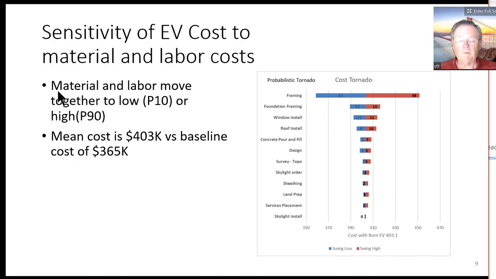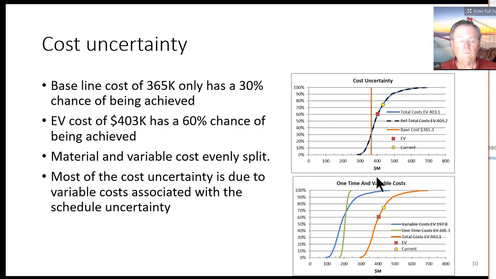And I will note that both material and the labor move together. So when the material is low, so is the labor cost, or vice versa, a high. The mean cost is 403 versus the baseline of 365. Here's the 403 down here in the EV tornado. And here we have the cumulative distribution functions for the cost. And we'll see here that the baseline actually is more like a, what is it, P30 it's showing.